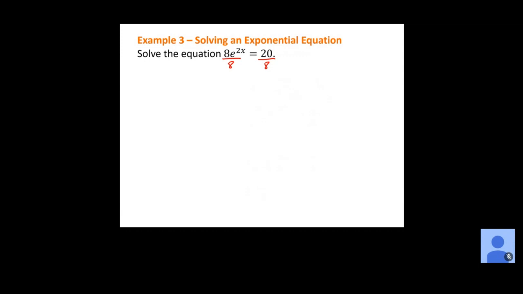If I divide by 8 here, that's going to give me e to the 2x equals, and then 20 divided by 8, right? You can either leave that as a fraction and simplify it, or if you want the decimal, that's fine. And I'm just going to go ahead and write it as a decimal, so that'll be 2.5. Now that we've gotten rid of that coefficient, now we can do what? Okay, good. So put a log on both sides.